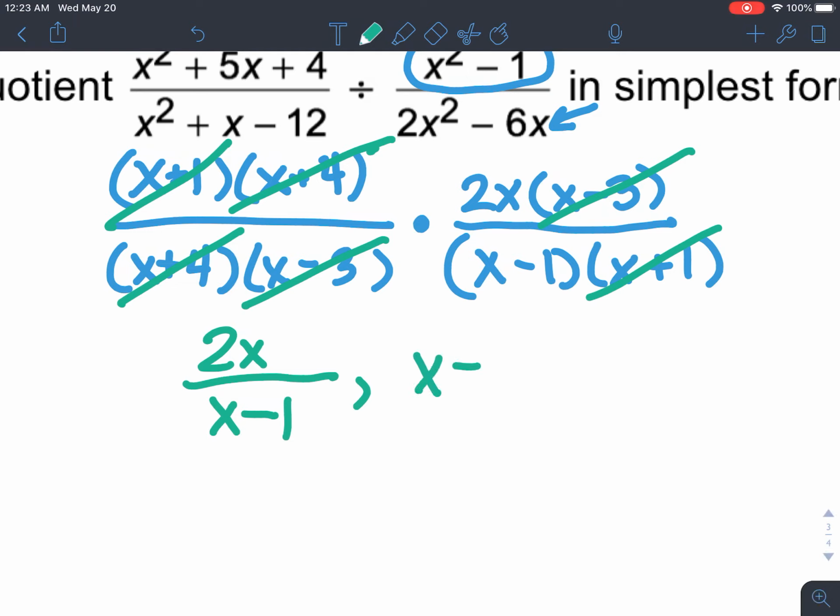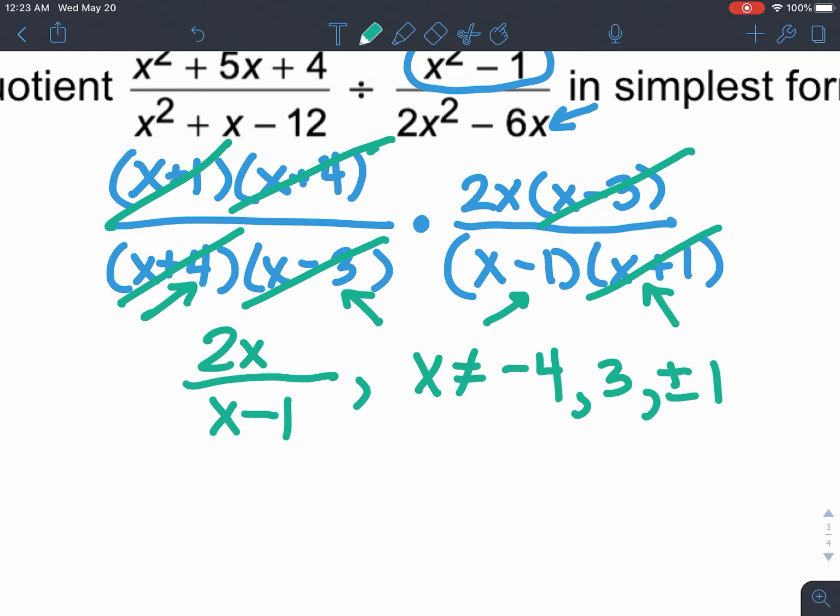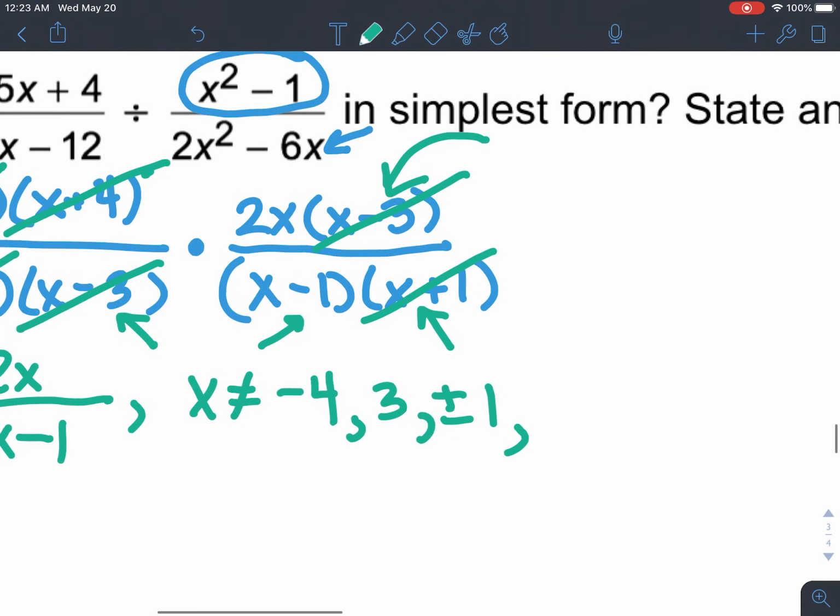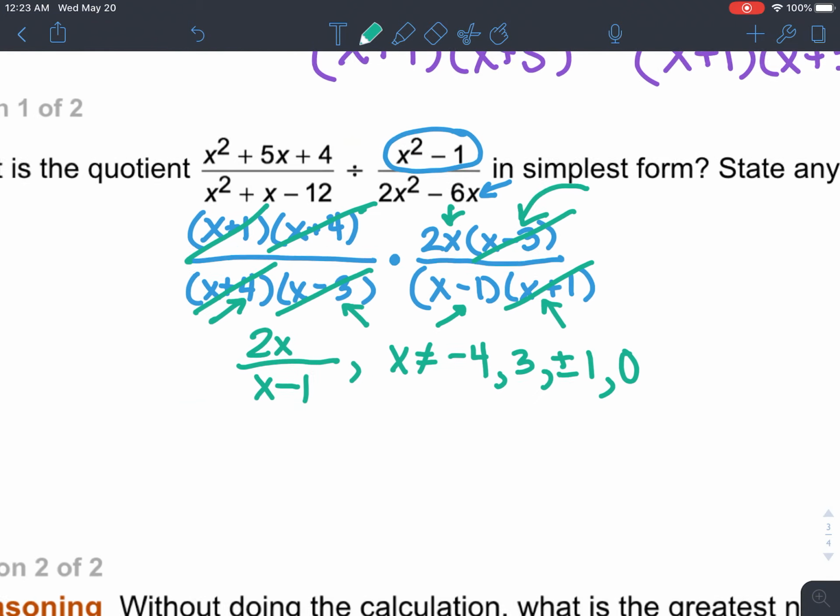But there are a lot of things x can't be. X can't be negative 4. X can't be 3. X can't be 1 or negative 1. X can't be 3, but I already had that. And x can't be 0. That's a tricky one.